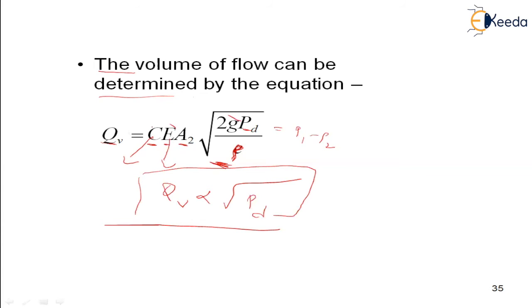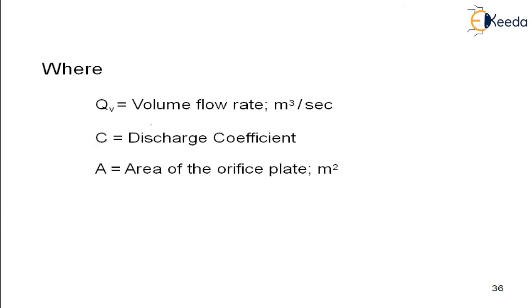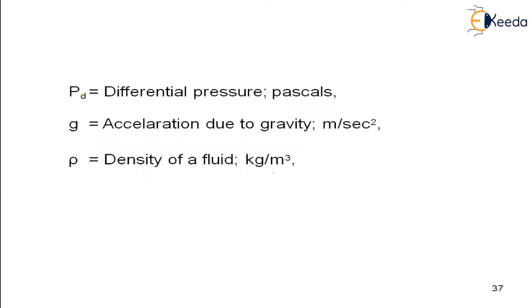So every formula is pretty important while solving problems, at the engineering level, the academic level, and also at the GATE level, my dear students. Now, I told you that this is the volume flow rate. The parameters which I have explained: Q is the volume flow rate in meter cube per second, C is the discharge coefficient, A is the orifice plate area in meter square, my dear students. The pressure differential is taken in pascals, g is the acceleration due to gravity, and rho is the density of the liquid in kg per meter cube.